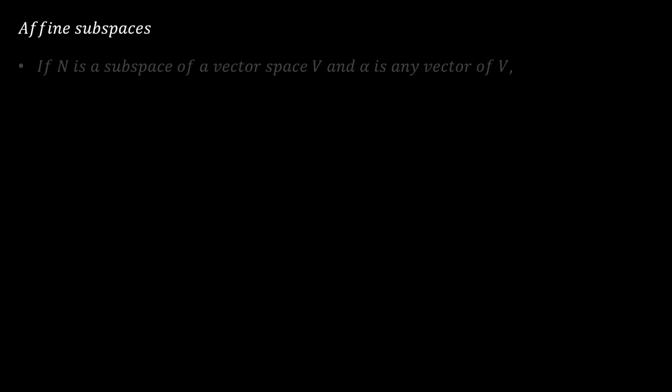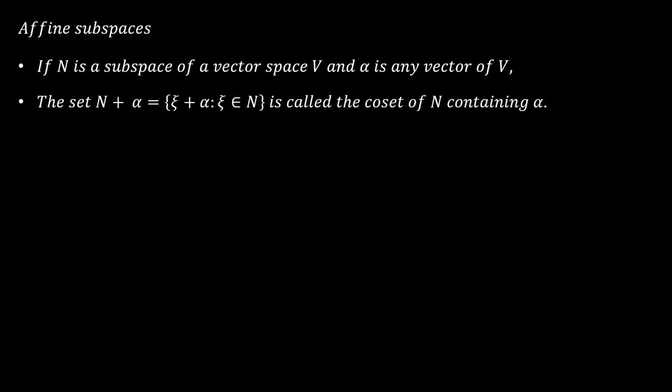So let's talk a little bit about the affine spaces. Now, let's assume that we have a subspace N that belongs to a vector space V, and then we have an alpha that is any vector of V. Then it means that when this set N plus alpha, in other words, we've added a vector to the subspace N, that is equal to any point psi plus alpha, and psi is any point in the subspace N, and this is called the set of points that have been now created or translated into. It's called the coset of N containing alpha.